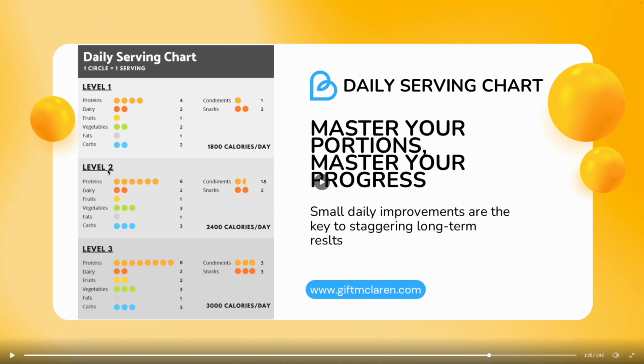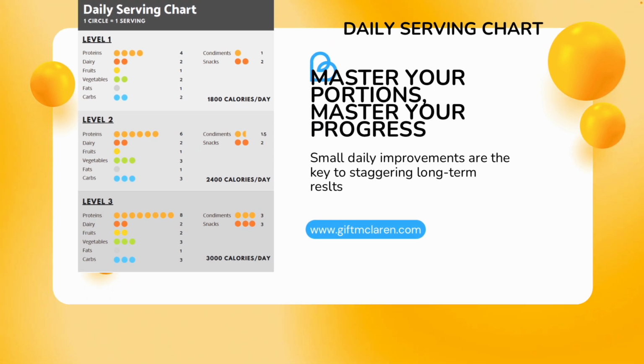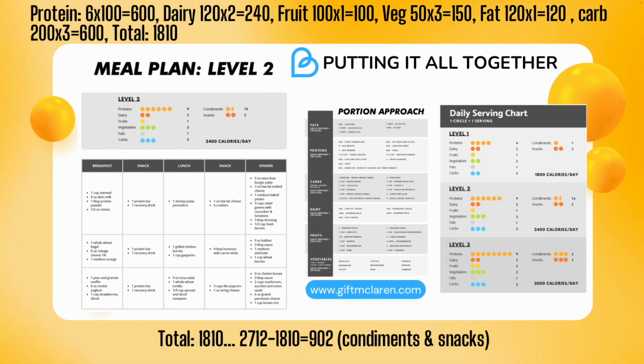And again, just showing you guys the daily serving chart. So you've got level 1, level 2, level 3. Level 3 was 3,000 plus, and so on. It's all there for you to access so you can work out what you need to have. Okay.